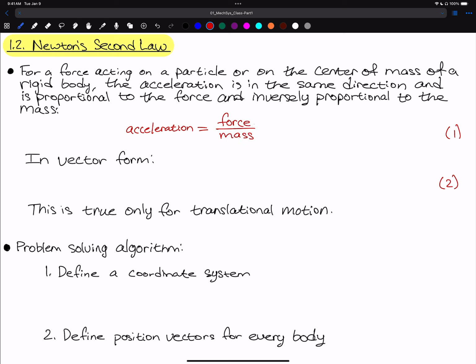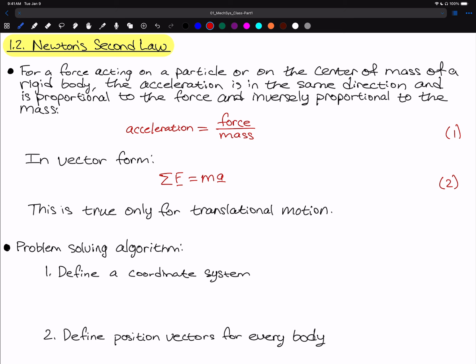Or in vector form, we'll find that the sum of the forces, with vector forces underlined, I'm going to use underline to represent vectors in this class, is equal to the mass times the vector acceleration. And this is true for translational motion. We're going to deal with rotational motion after doing some examples for translational motion.